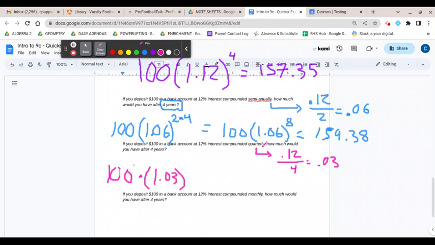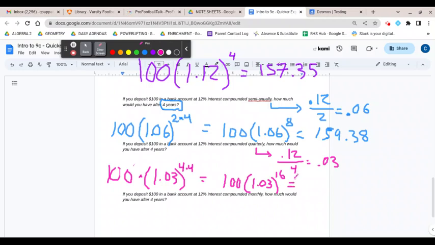Now, quarterly, there's 4 quarters in a year, and we're going after 4 years. So 4 quarters in a year times 4 years is our exponent. So now it's going to be 100 times 1.03 to the 6th power, or not the 6th power, excuse me, the 16th power.